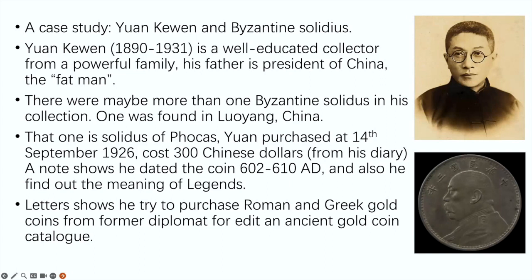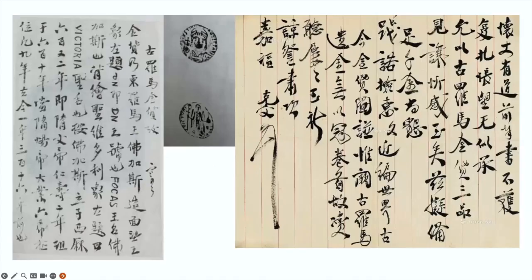He tried to write a book and make a catalog of the gold coins and ancient gold coins of the world. Very, very ambitious. So what he did, he wrote some letters to the formal diplomats, and he said he prepared 1,000 Chinese silver dollars for 3 Roman gold coins, but it looks like no one answered. And he bought another gold coin from a Chinese dealer. So that's the one he got.